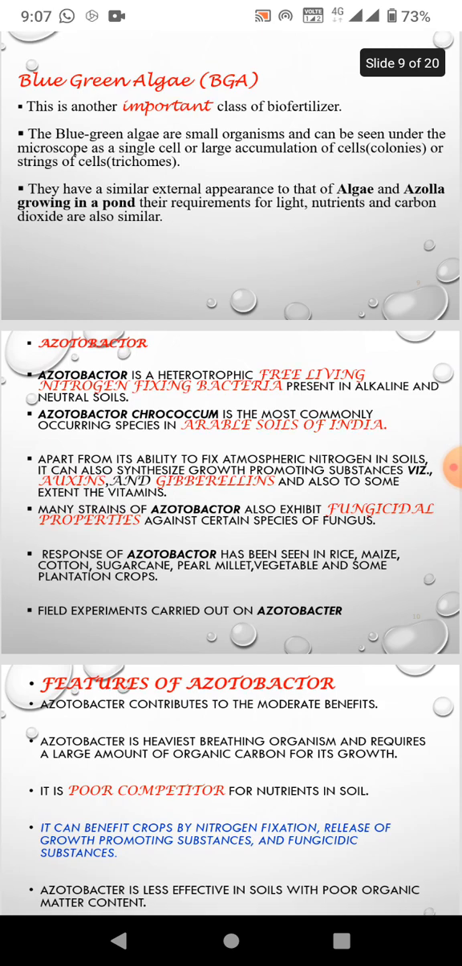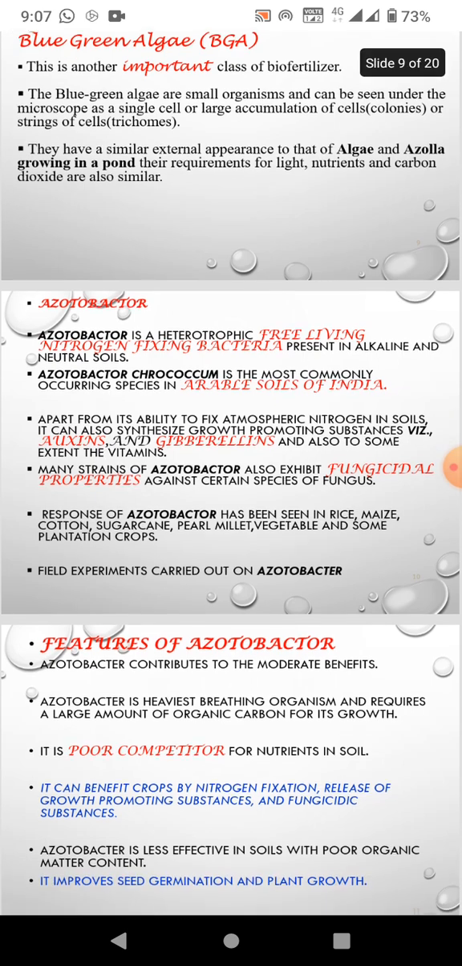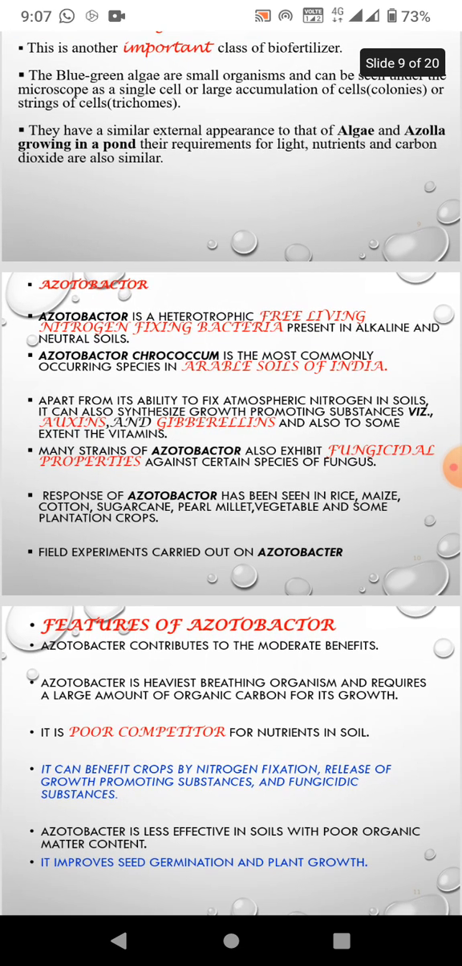And then Azotobacter. Azotobacter is a heterotrophic free-living nitrogen-fixing bacteria present in alkaline and neutral soils. Azotobacter chroococcum is the most commonly occurring species in arable soils of India. Apart from its ability to fix atmospheric nitrogen in soils, it can also synthesize growth promoting substances, auxin and gibberellin, and also some vitamins. Many strains of Azotobacter also exhibit fungicidal properties against certain species of fungus. Response of Azotobacter has been seen in rice, maize, cotton, sugarcane, pearl millet, vegetable, and some plantation crops.